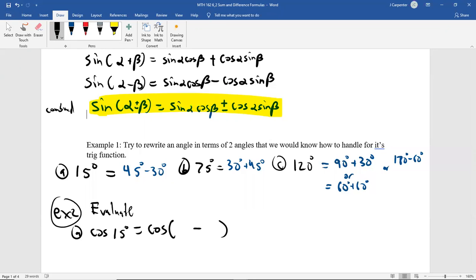Difference. It just sounds weird to say that way. So 15, we already saw, is 45 minus 30. That is, in my opinion, the best way to handle it. Maybe there's another way you can write it, but it wouldn't be as easy. I can guarantee you that.